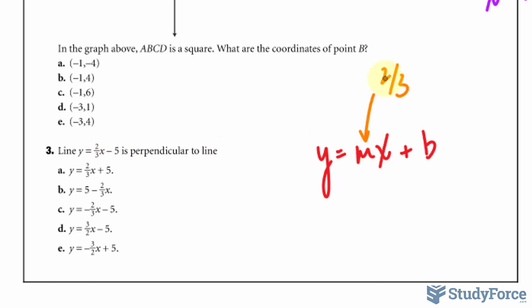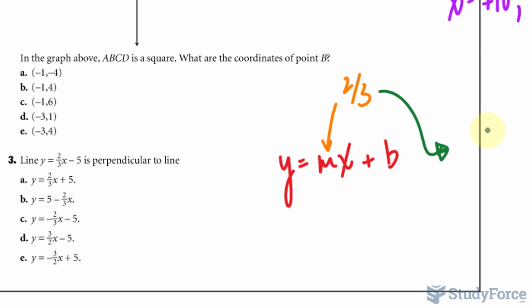So I've identified the slope as 2 over 3 here, but we're told that a line that's perpendicular. In other words, this line is at 90 degrees to this line. And to find the slope of another line that's at 90 degrees, we actually take the negative reciprocal of this fraction.